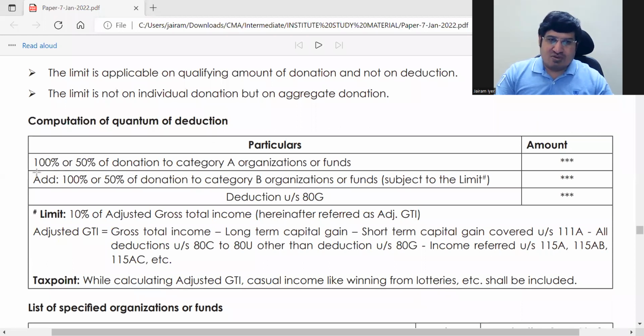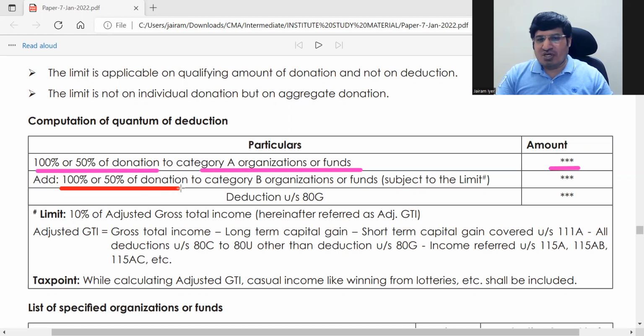Okay, so 100% or 50% of donation to category A organizations. Most are 100%, some are 50%. We'll see the list. Okay, here there is no limit. Whatever amount you are donating, the full 100% will be deductible, or 50% in some cases. No limit. In the second case, there will be a limit. Okay, only up to the limit you will get deduction.